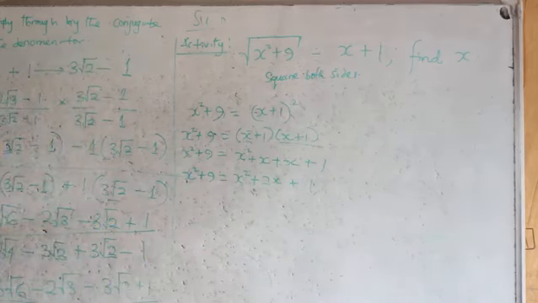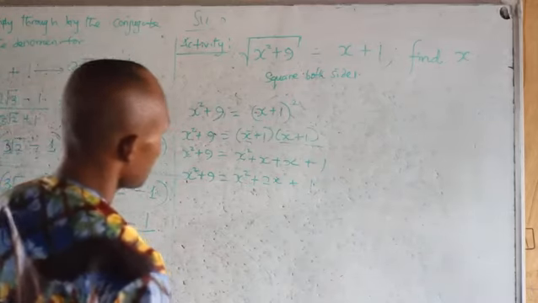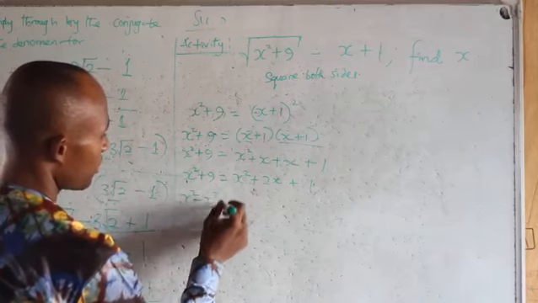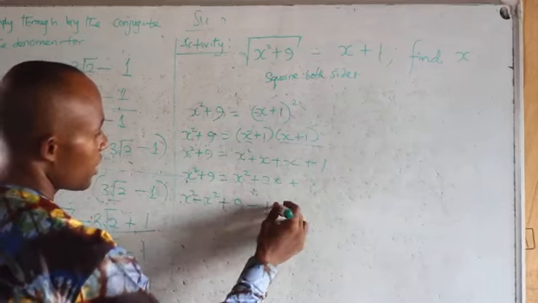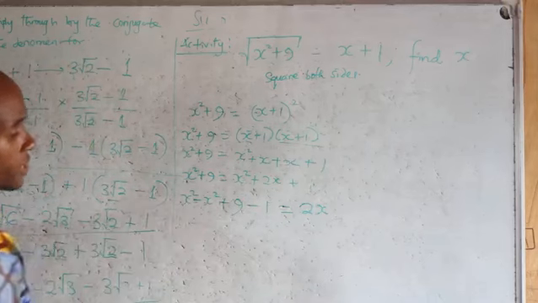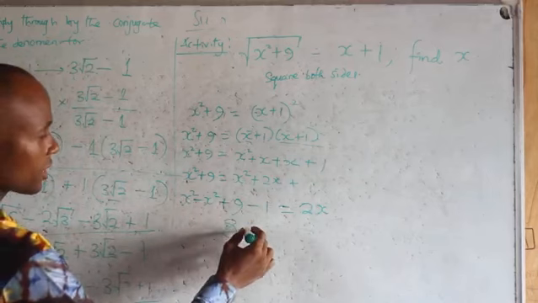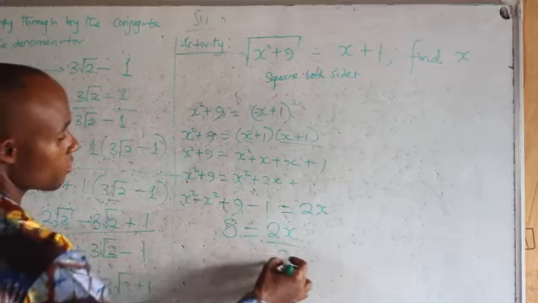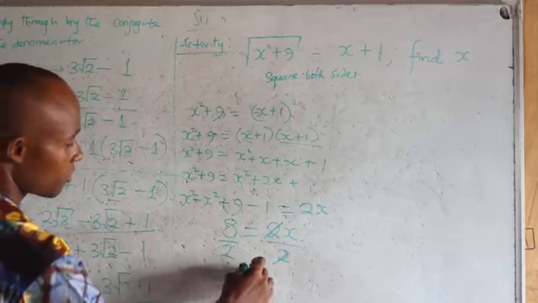Are we following? Okay. Can we collect like terms? Yes. x squared comes here, x squared minus x squared, plus 9 minus 1 is equal to 2x. x squared minus x squared is 0. 9 minus 1 is 8. 8 is equal to 2x. We divide both sides by 2. 2 cancels 2, so x is equal to 4.